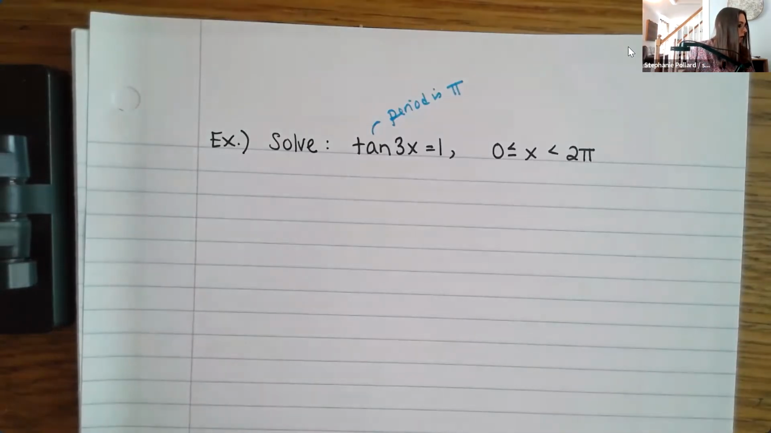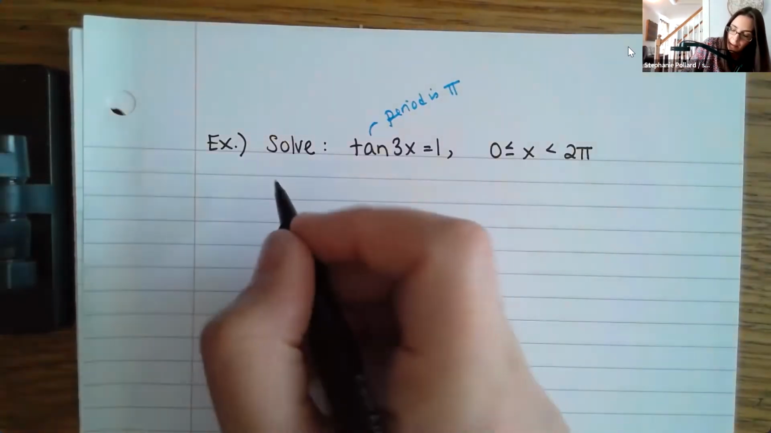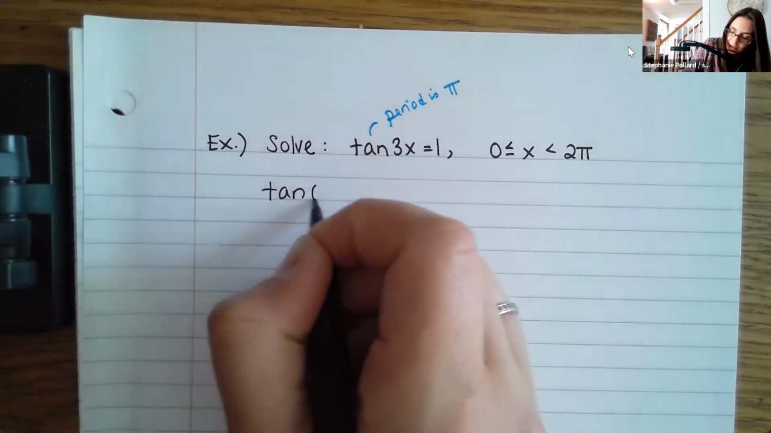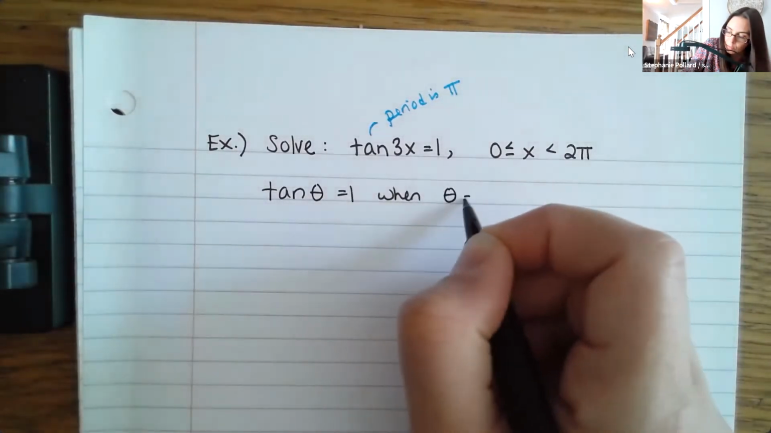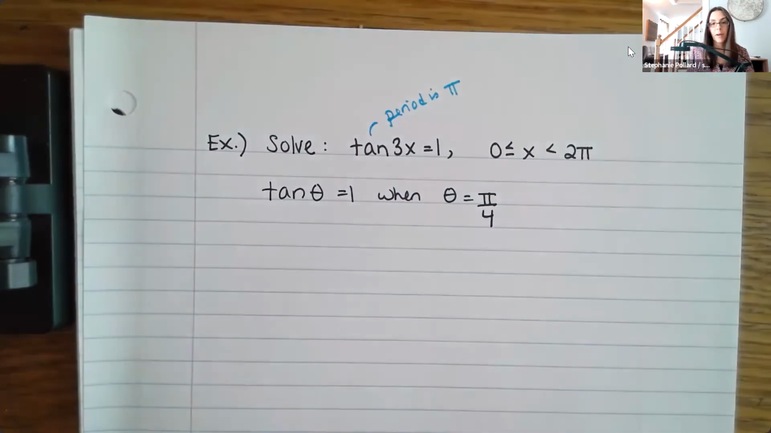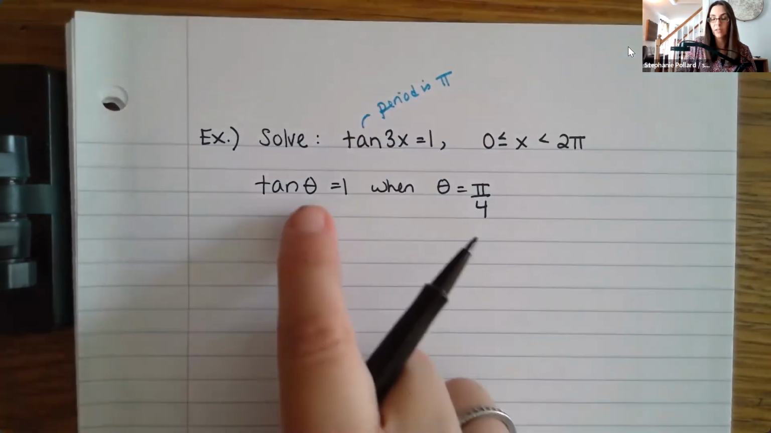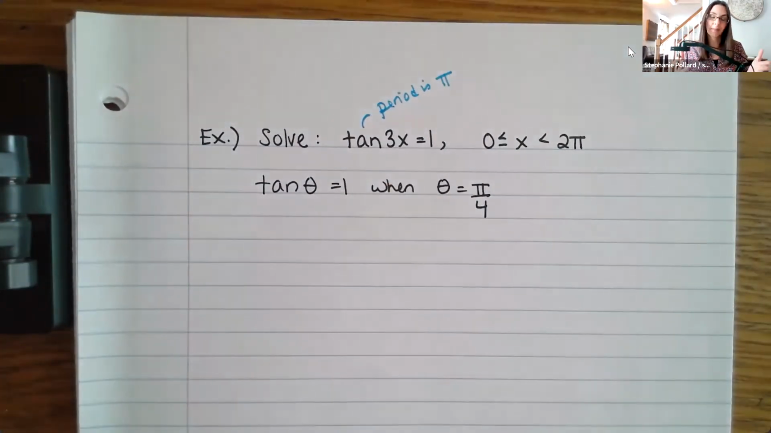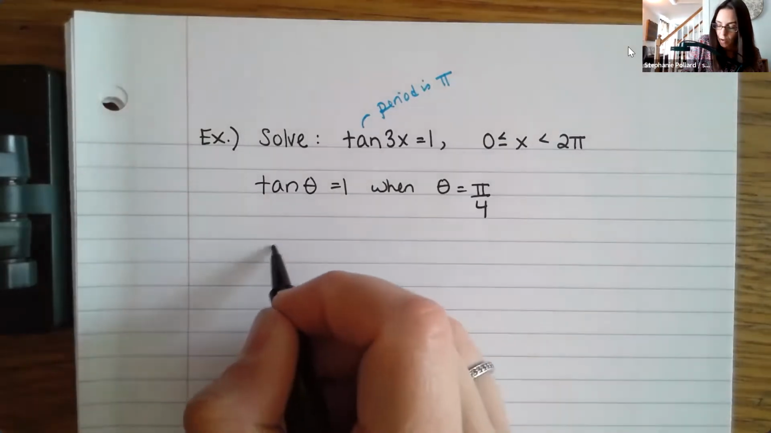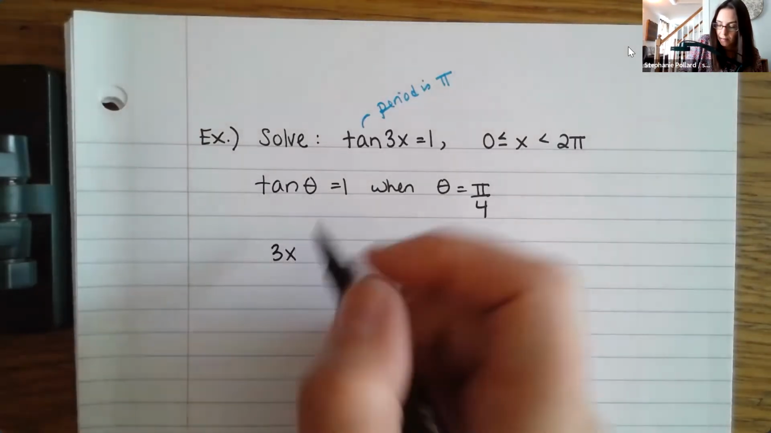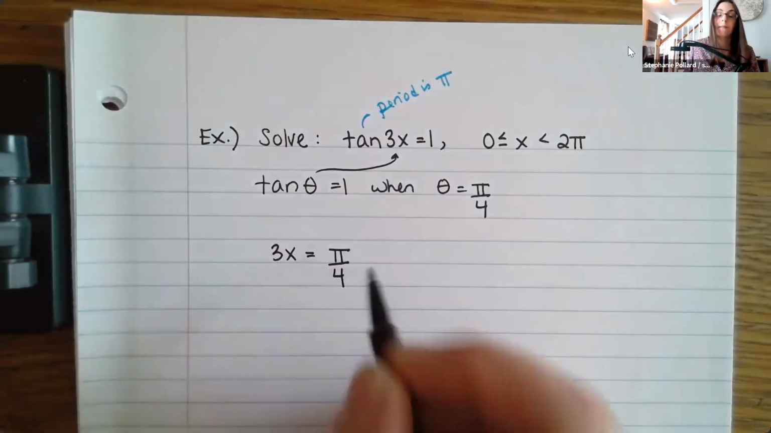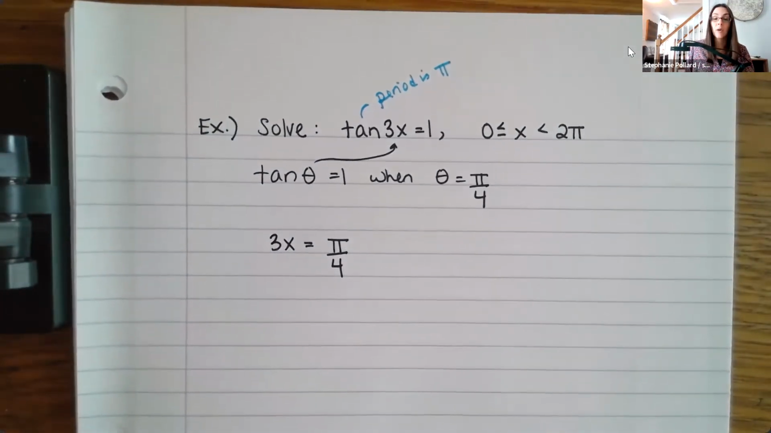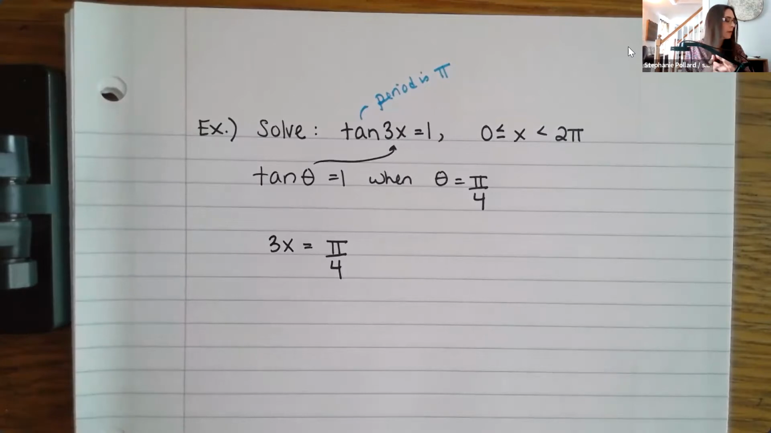Okay. So I know here that tangent of theta equals 1 when theta is equal to pi over 4, right? So here, my theta, though, is 3x. It's not just x, or else I'd be almost done. It's a little bit more complicated. So I know that 3x, that's my theta, is equal to pi over 4 in this case. That must be the solution. I do have to solve it, though, and do a little bit of work here.